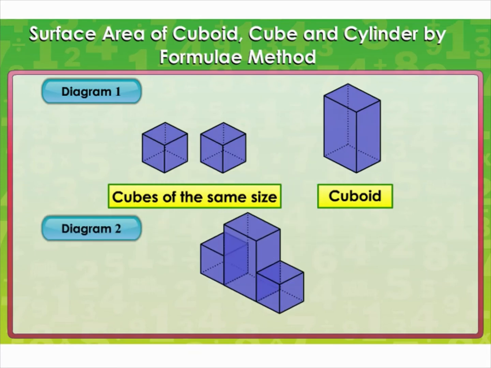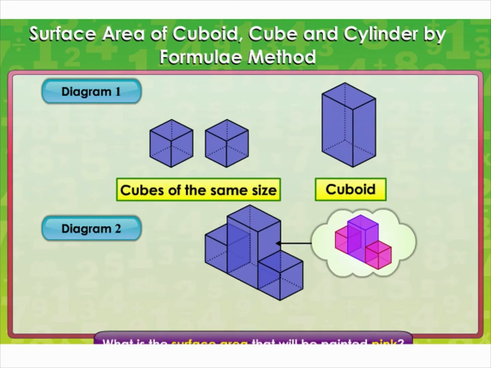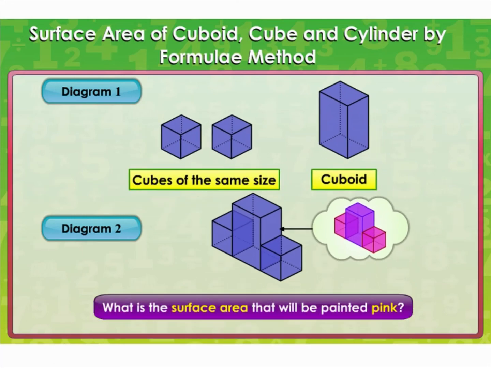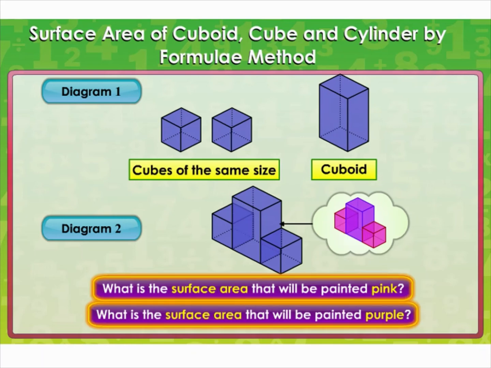After combining them, Raj wants to paint the cubes in pink and the cuboid in purple. What is the surface area that will be painted pink? What is the surface area that will be painted purple? How would you solve this problem?